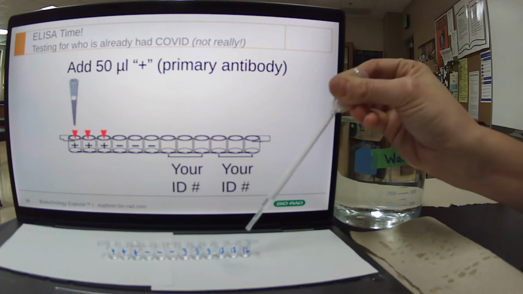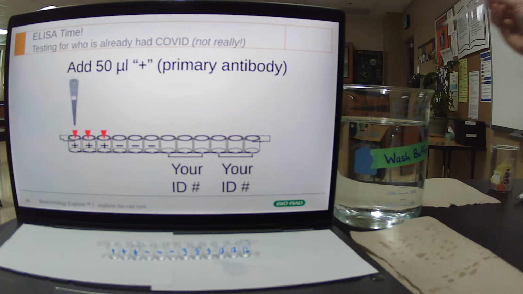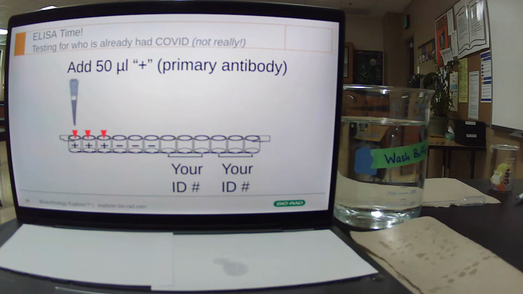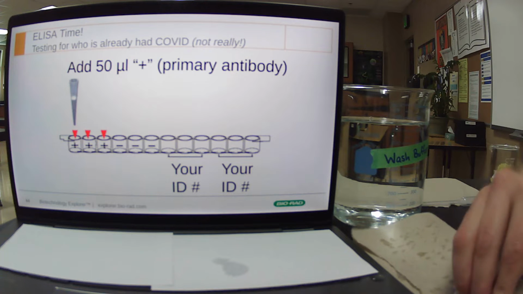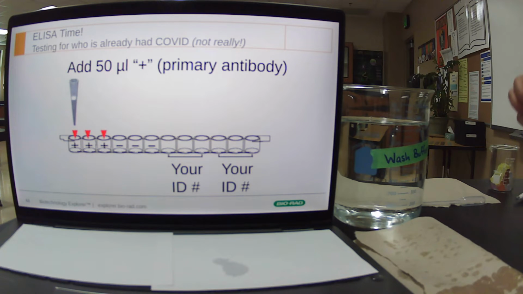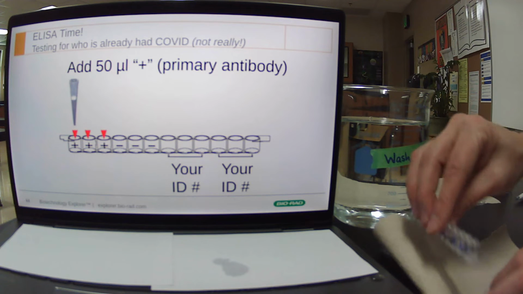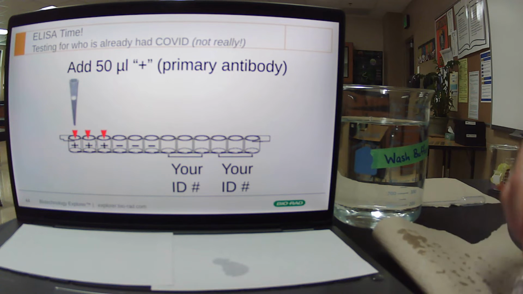There. And then once again, we're going to tap this out over here on the side. Every time I do this, I am using a new part of my paper towel and some fresh additional paper towels to make sure that we are not cross-contaminating things over here.